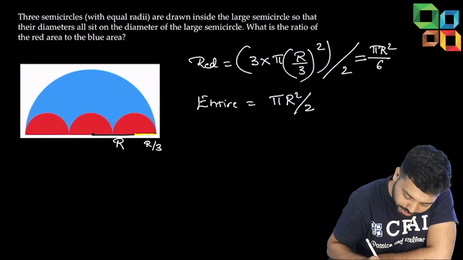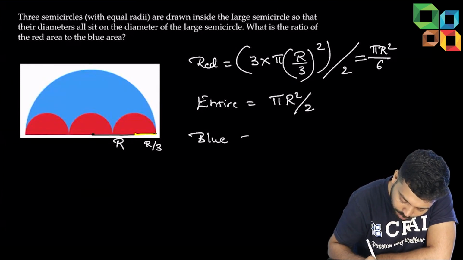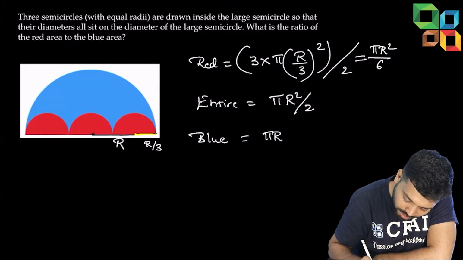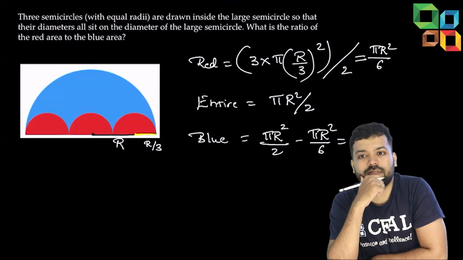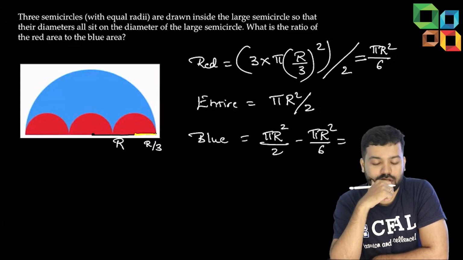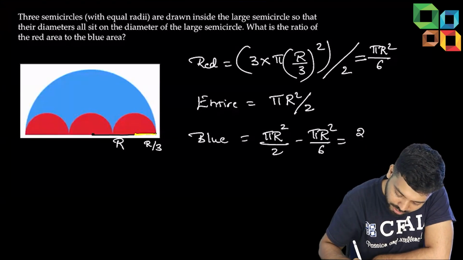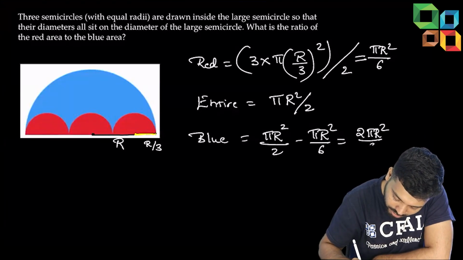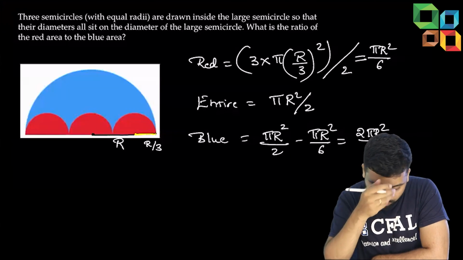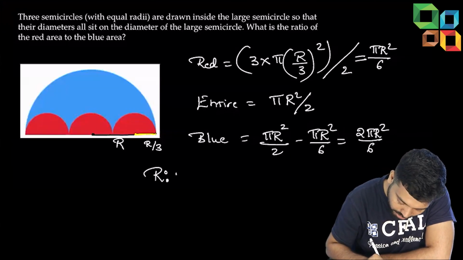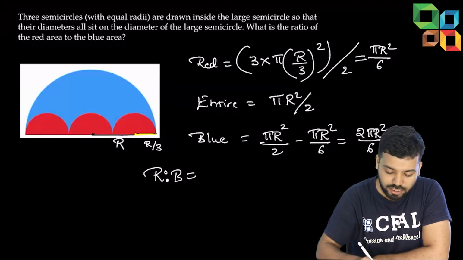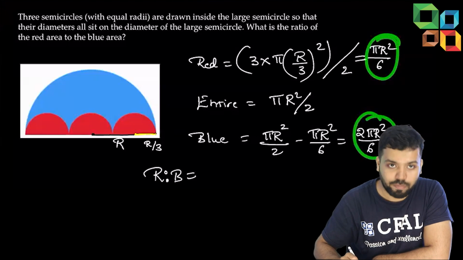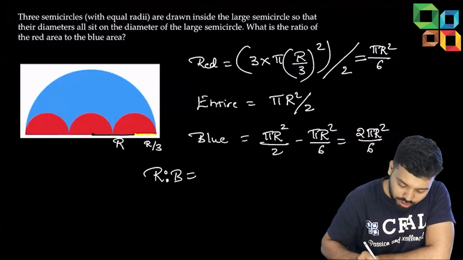So what will be my blue area? Blue area will be pi r square by 2 minus pi r square by 6. How much is this? 2 pi r square by 6. So what did they ask? They asked area of red to blue. So red to blue is pi r square by 6 and blue is 2 pi r square by 6. So the ratio will be 1 is to 2.